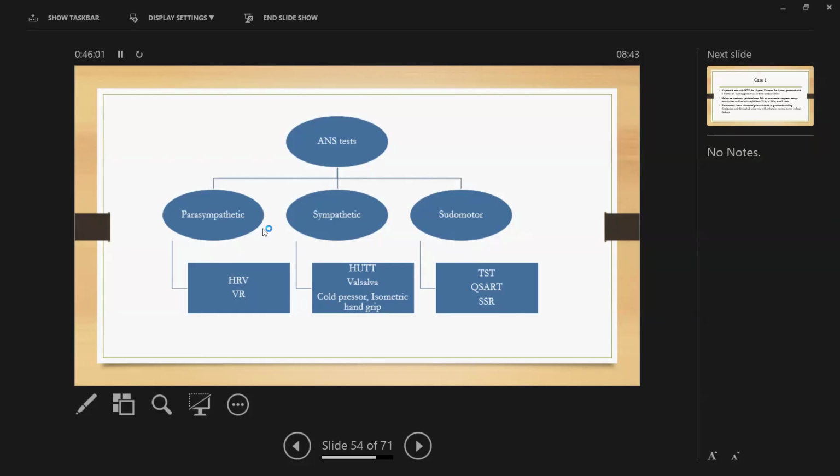So this is the summary of the topic. Next I'll be telling about some case examples.